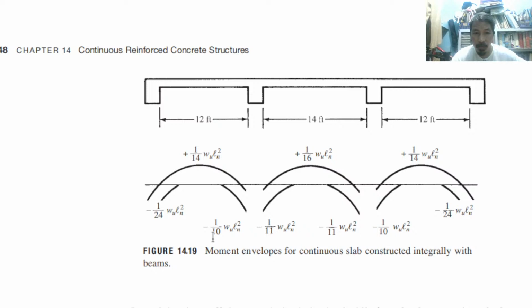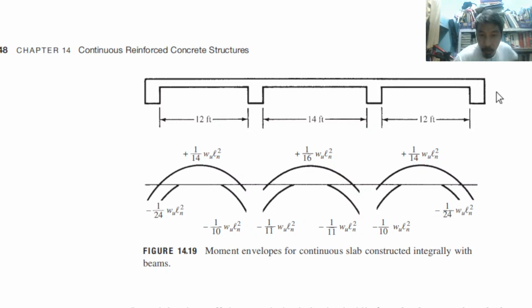That's why negative 1 over 10. Do you follow? What about this? Positive. This is what we mean by interior. 1 over 16. 1 over 14. That is what we mean by exterior. So 1 over 14, 1 over 14. Because we have what? Integral. We have integral part.